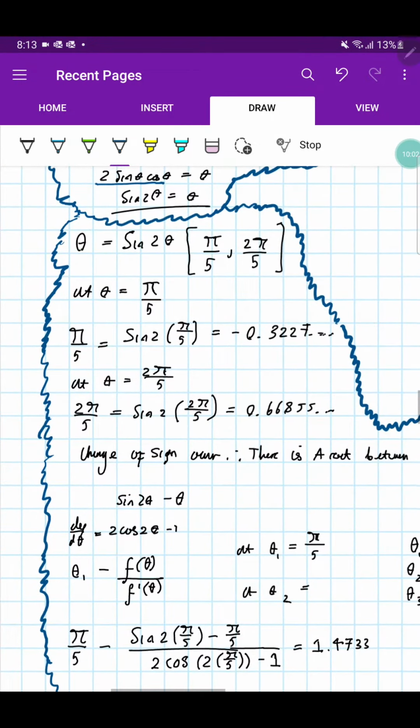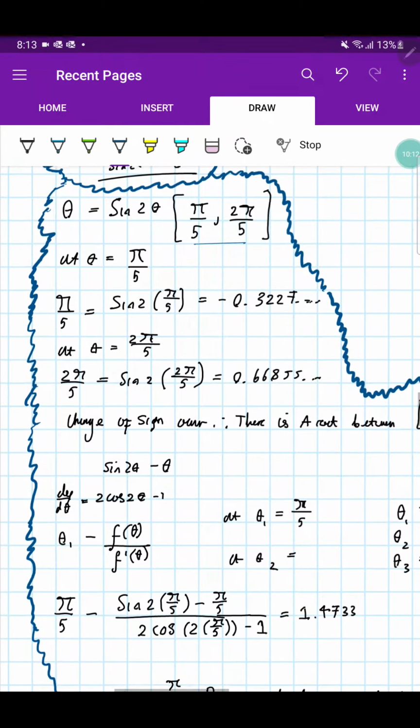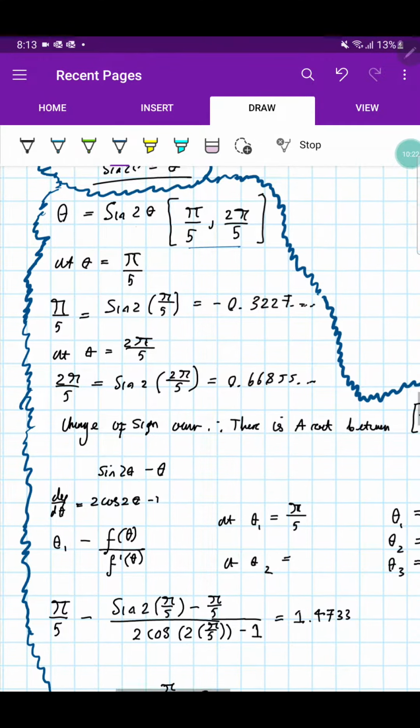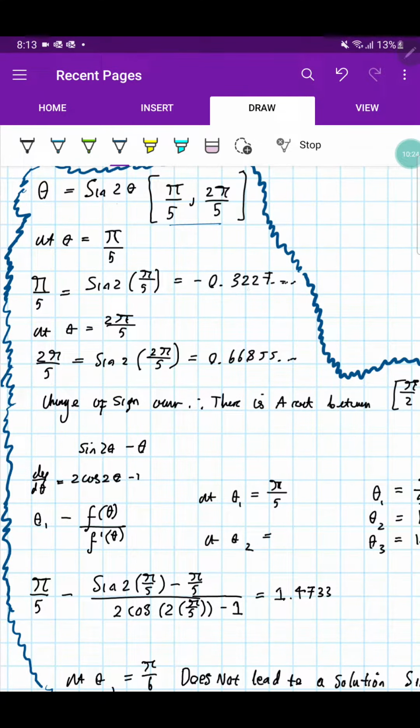Now with the next part, we need to show from this question that there's a root between the interval given. So what we do is substitute pi over 5 into here, and we get a negative value. We substitute 2 pi over 5 into here, we get a positive value. Since it goes from negative to positive, it's going to have a root.